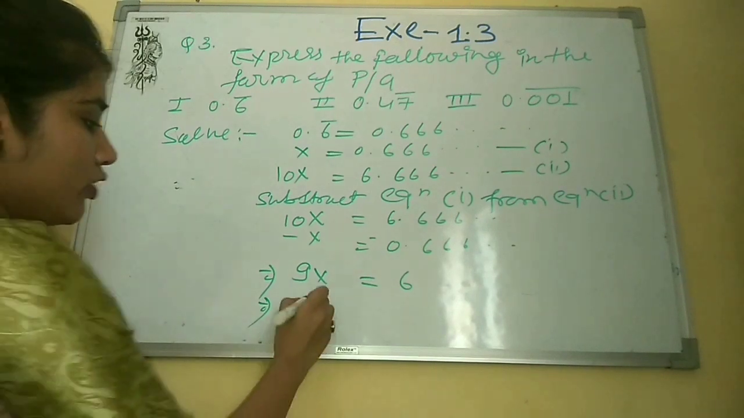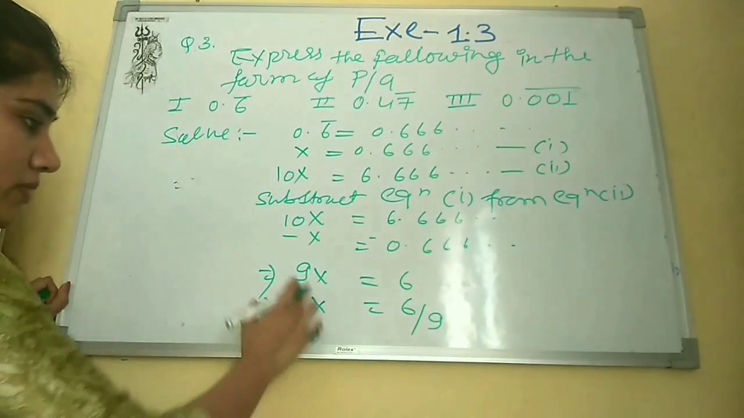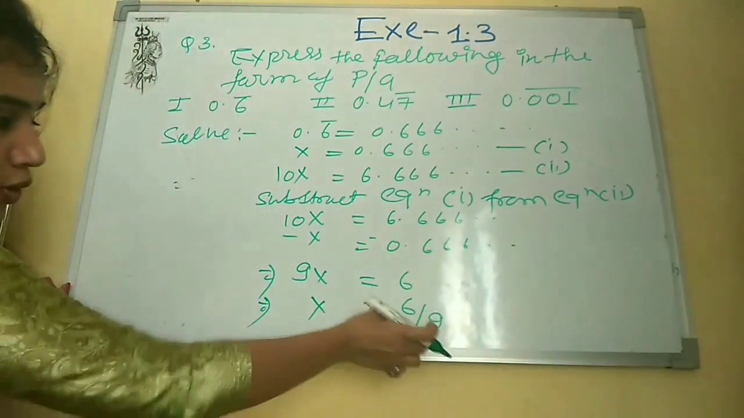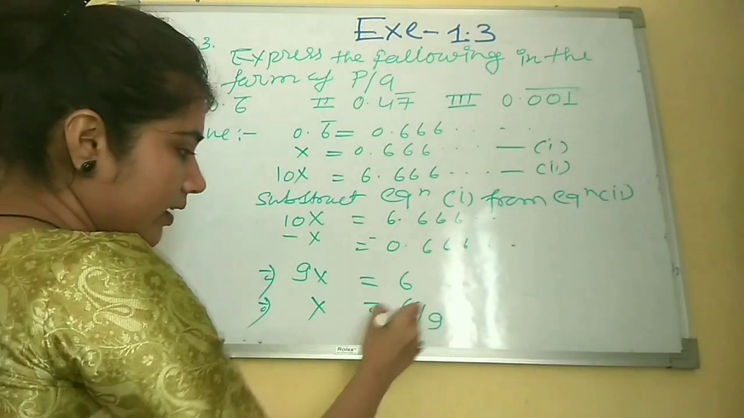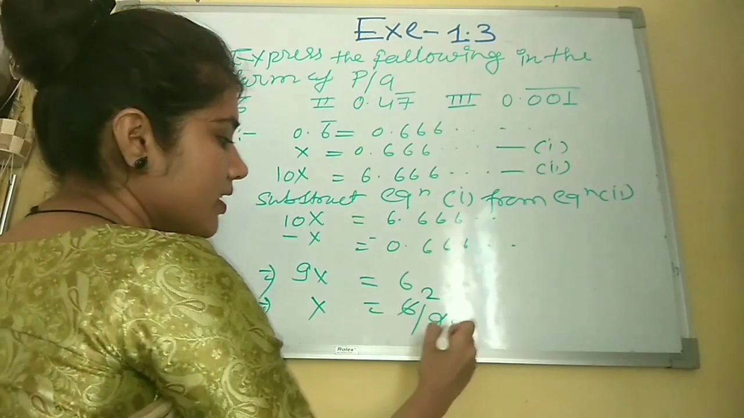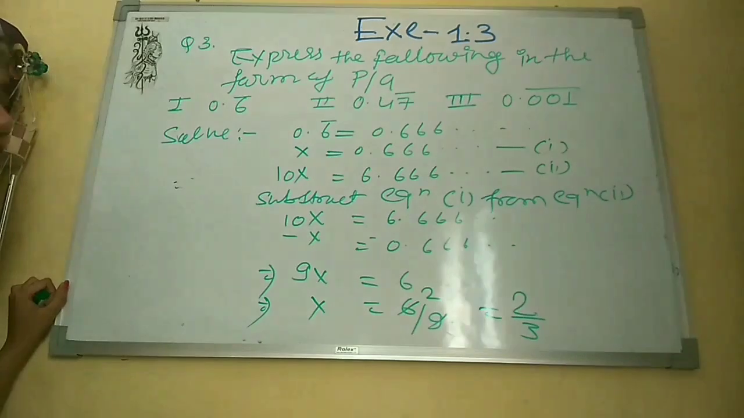So what will be the value of x? 6 by 9, cross multiply. Then we can reduce it to a smaller form by dividing by 3. 3 twos are 6, 3 threes are 9. So the decimal expansion is 2 by 3.